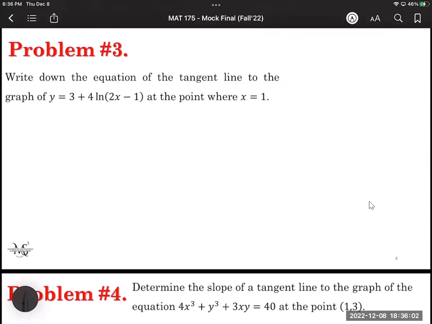Here's problem 3 now. Problem 3 states, write down the equation of the tangent line to the graph of y equals 3 plus 4 ln of 2x minus 1 at the point where x is equal to 1. When you're writing the equation of the tangent line, you typically do this in 4 steps. What is the very first step?